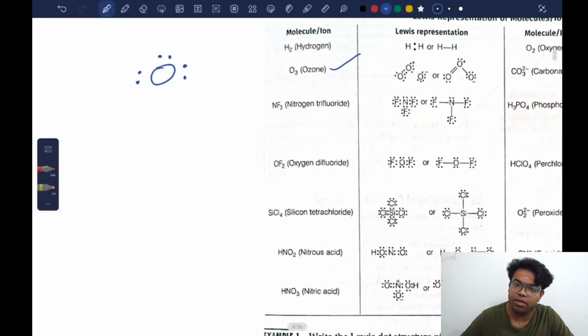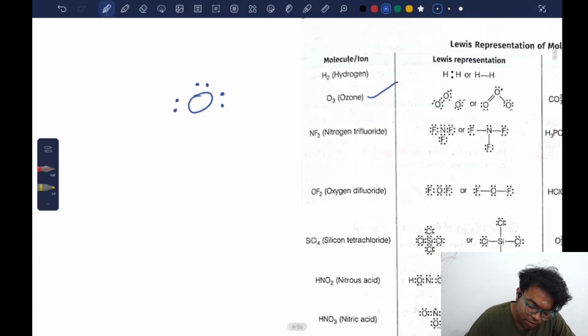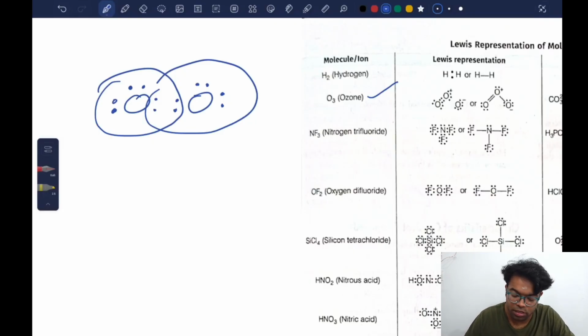Now what is happening here? Oxygen is going to share two electrons with the neighboring oxygen to form dioxygen. So what happens here? Look at this. You have another oxygen atom here. So these two share these four electrons. They form dioxygen. Now, to form ozone, what do you have to do?